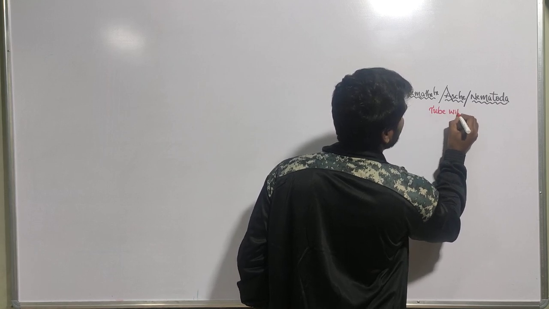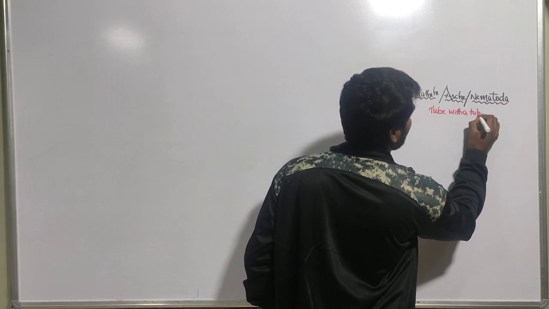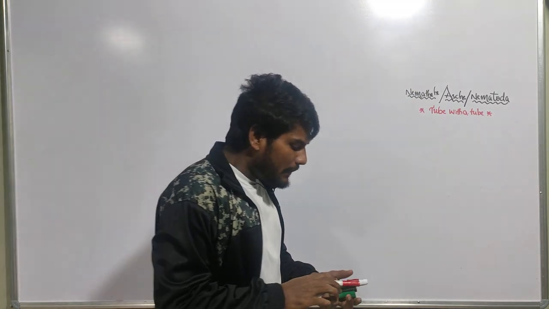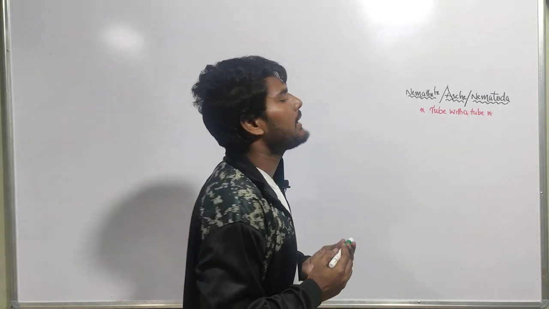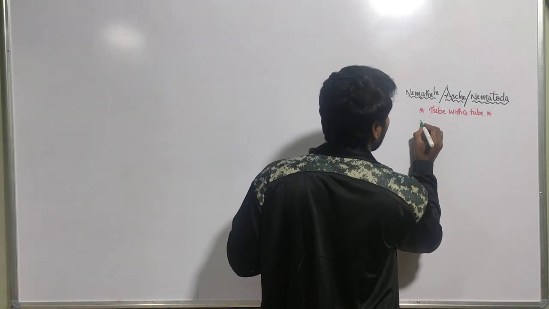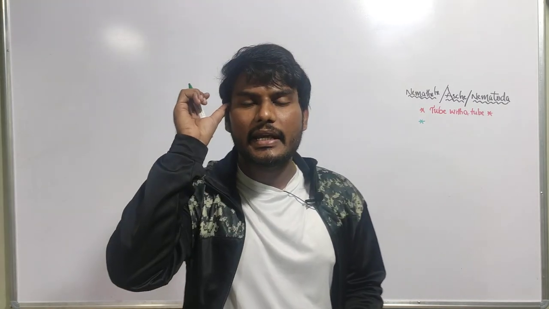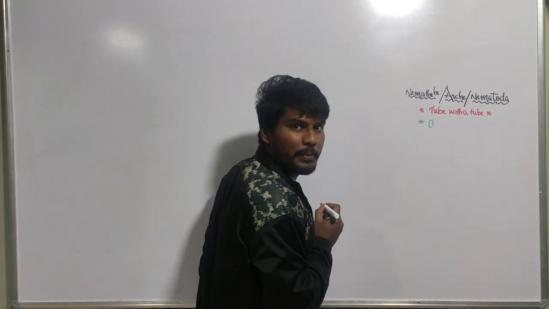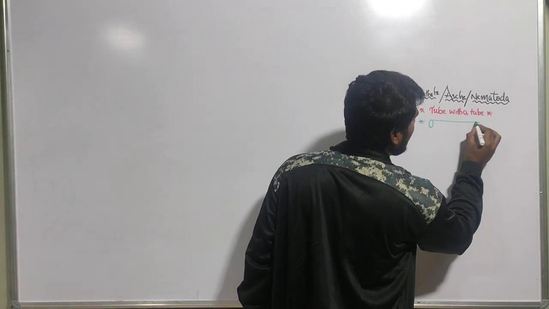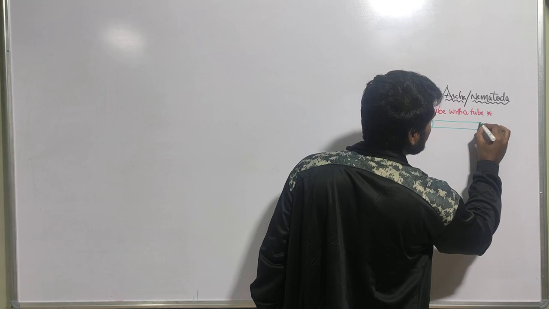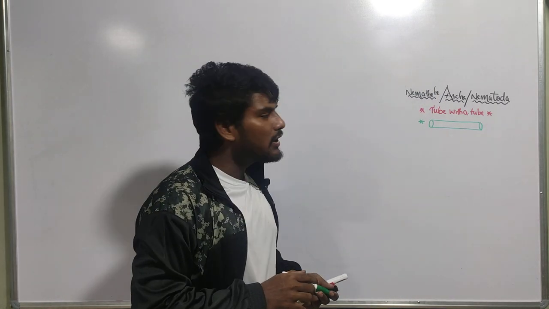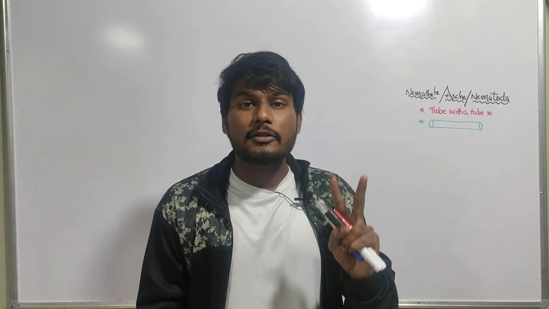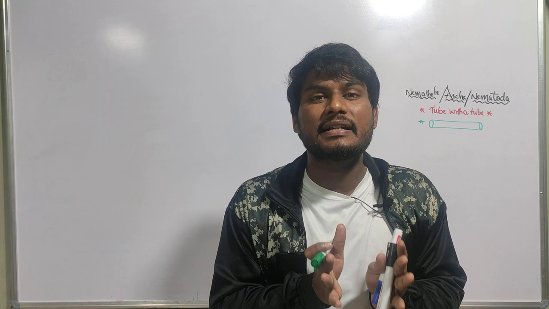Tube within a tube organism. What is the meaning of this word? It means that in these organisms, the alimentary canal is complete. First time the complete alimentary canal is present here. Complete alimentary canal means it contains an anterior opening, the mouth, leading to the alimentary canal, and a posterior opening, which is known as the anus. If there are two openings, it is called a complete digestive system.